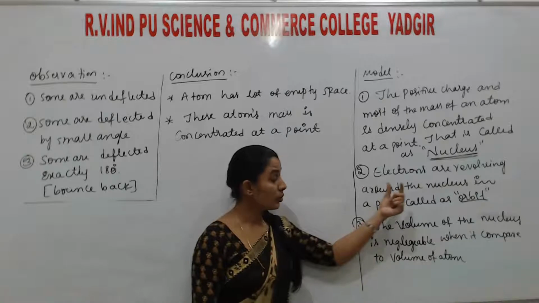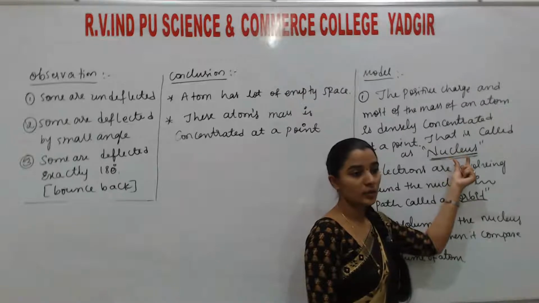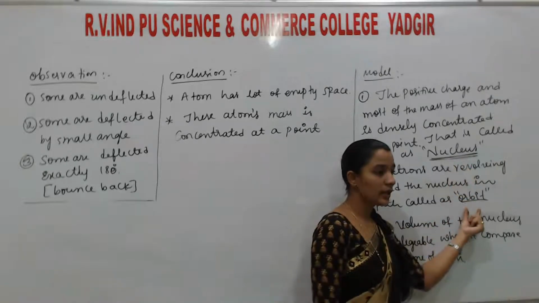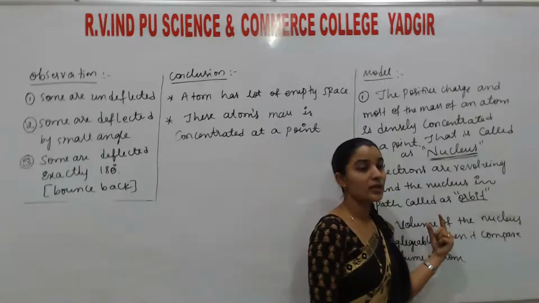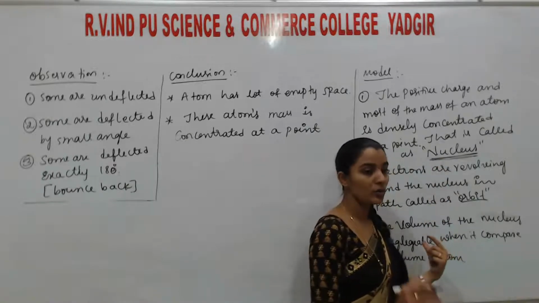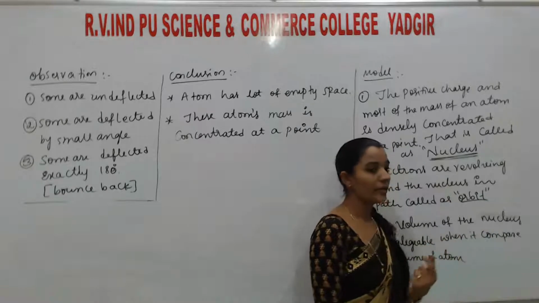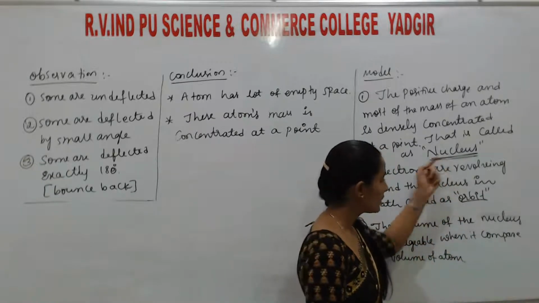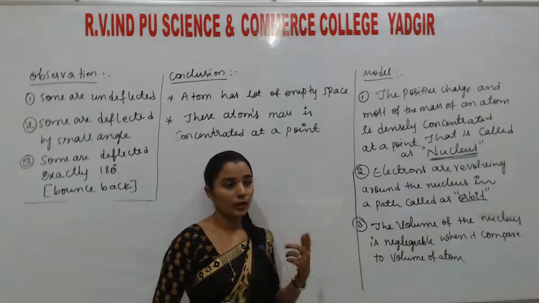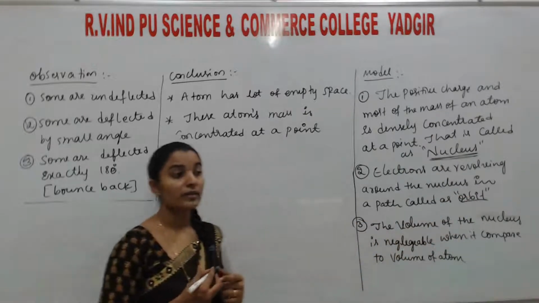The nucleus, which is concentrated at the center of the atom, we consider as the sun, and the electrons revolving around that nucleus are considered as planets. So the Rutherford atomic model is also called the solar system model or solar atomic model, because it is compared with the solar system. The electrons keep on revolving around the nucleus, and of course when they revolve, they accelerate.